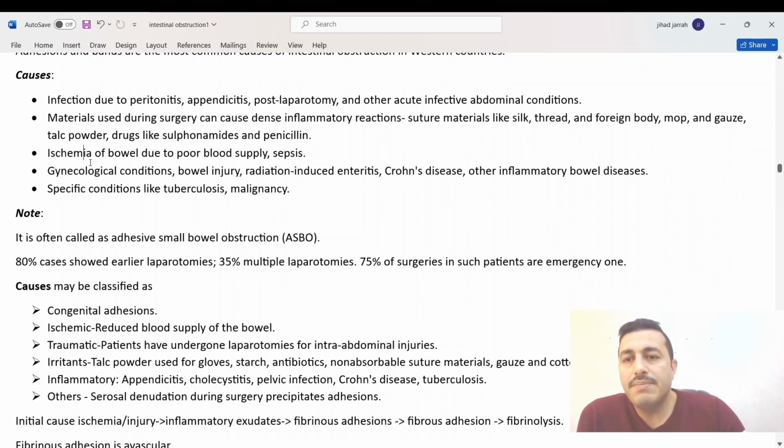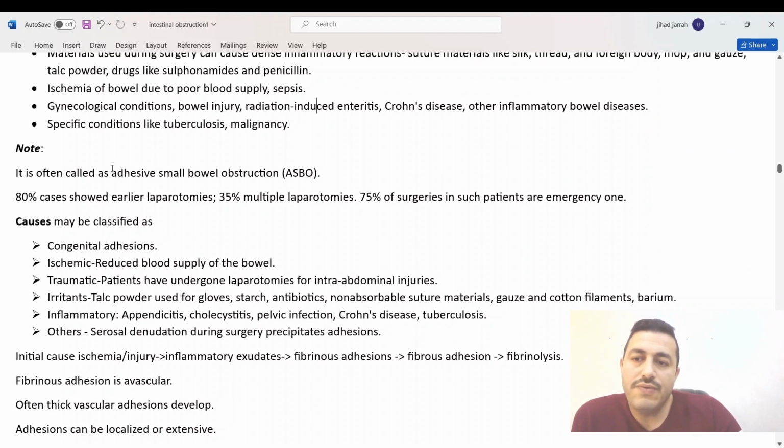Ischemia to the bowel, with a variety of causes that may cause ischemia. For example, we are talking about sepsis, venous ischemia, arterial ischemia. Any cause of bowel ischemia can lead to adhesion. Gynecological conditions, as you see here, bowel injury, radiation, Crohn's disease and other inflammatory bowel diseases, and some specific conditions such as tuberculosis and malignancies, of course, can lead to adhesion.